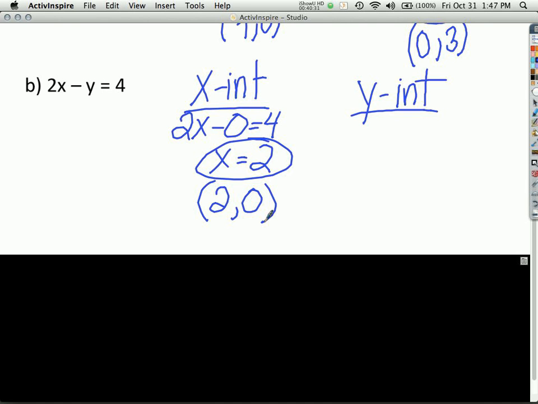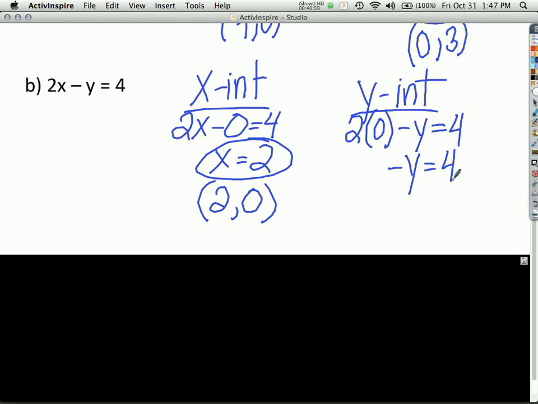You can read from your notes if you need to. So we replace the x with a 0, but he already noticed that the 2x will become a 0. But just to make sure we're clear, it's this, but this disappears. And so we're left with negative y equals 4. So is that it? Is the y-intercept 4?